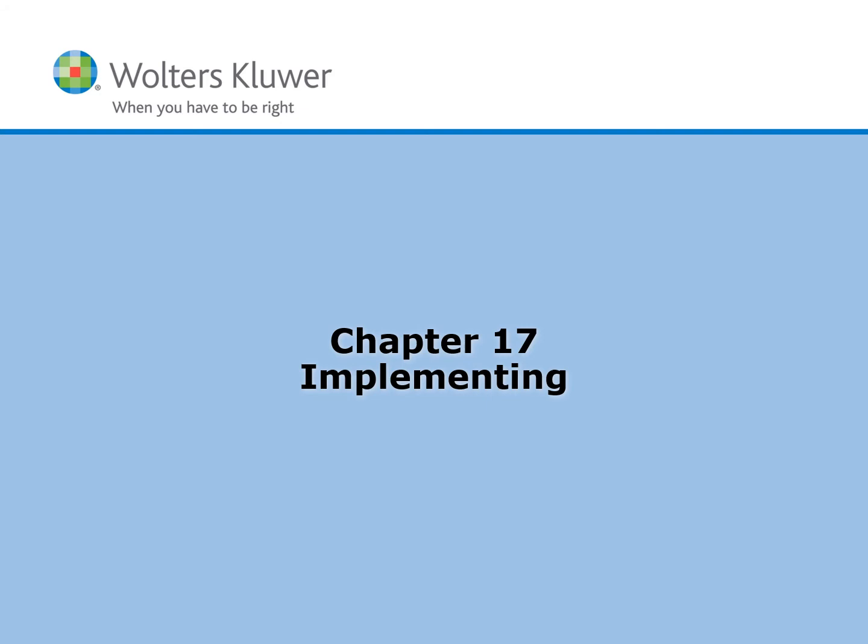So this is chapter 17. After completing this chapter, you should be able to list examples of how nursing interventions and nursing outcome classifications can be used to implement care.